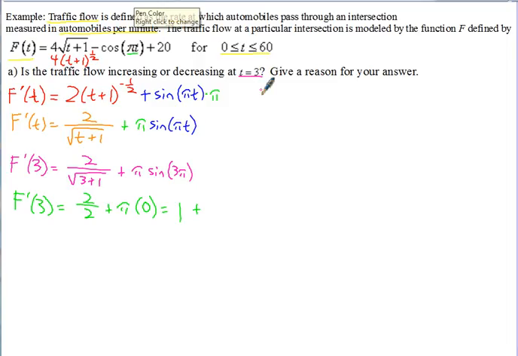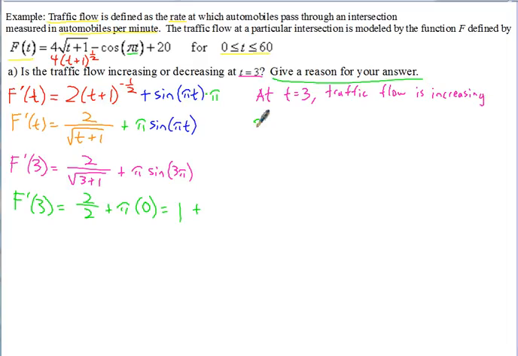So we can say, to turn this question into a statement, at t equals 3, traffic flow is increasing. And you give a reason for your answer. So your justification, same thing. You'd say since f prime of 3 is positive, you can say it's greater than 0.